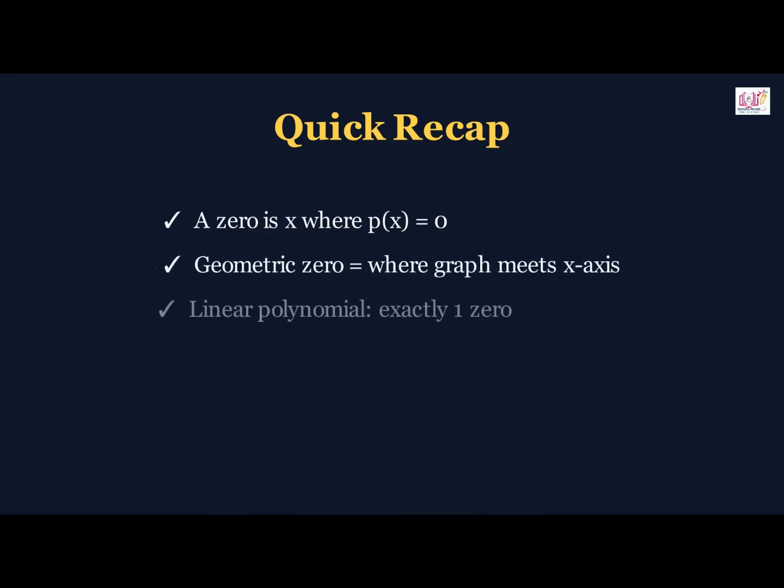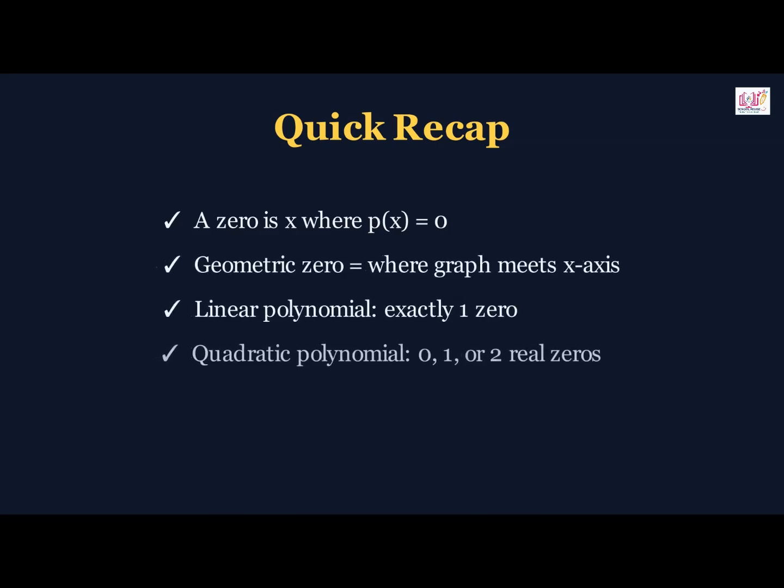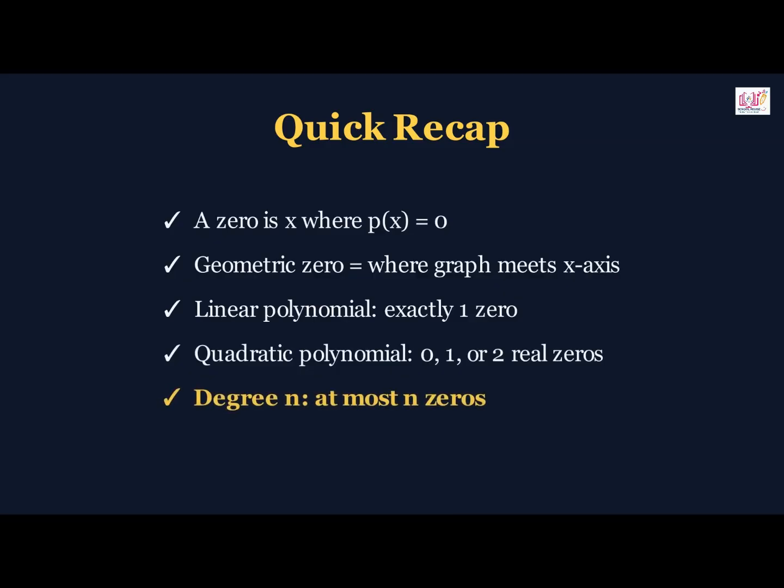A zero is the value of x where the polynomial becomes 0. Geometrically, a zero is where the graph touches or crosses the x-axis. A linear polynomial has exactly 1 zero. A quadratic polynomial can have 0, 1, or 2 real zeros. And in general, a polynomial of degree n has at most n zeros.